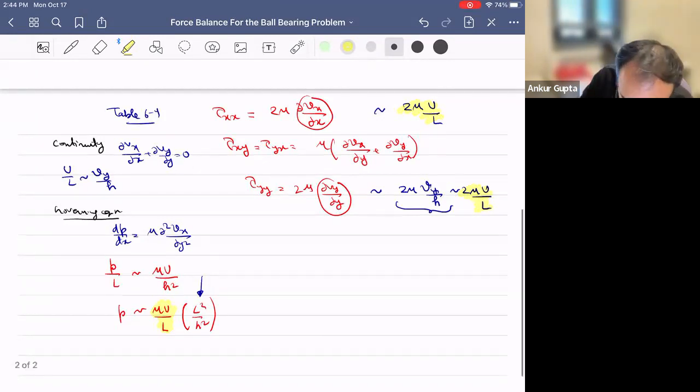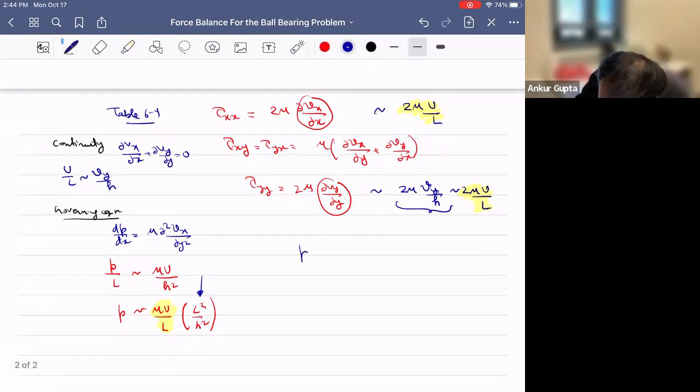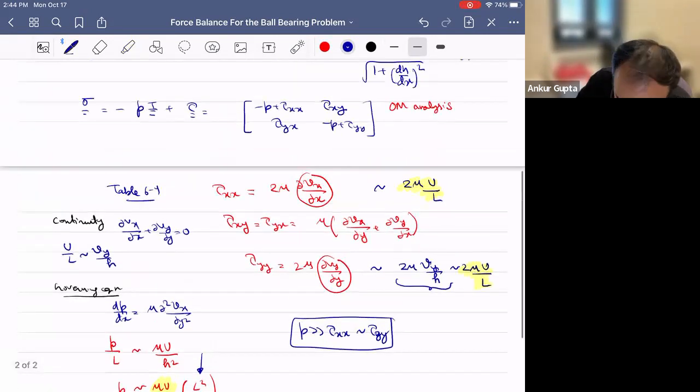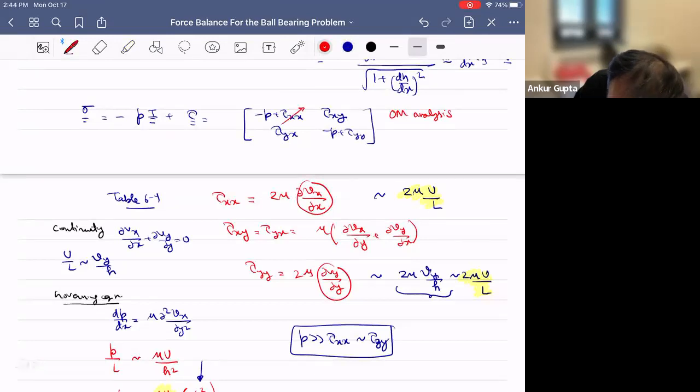So clearly my pressure is greater than tau xx, which is similar to tau yy, right? So pressure is much bigger than these two terms. So from that perspective, I can simply remove this term here. And whenever you see two terms, try to use order of magnitude analysis, and we basically don't have to calculate del vx by del x, del vy by del y. It's just easier to see this and say pressure is the only term in these two diagonal terms.